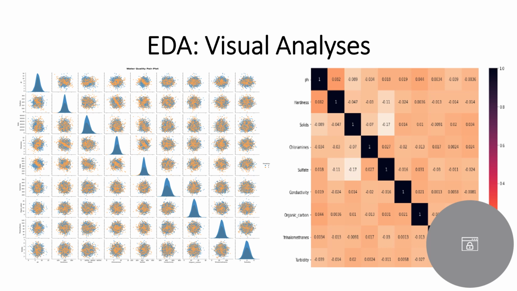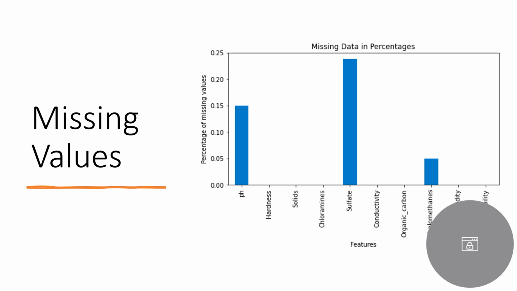And next, from these graphs we can see that the pairwise relationships between the predictor variables did not yield any obvious linear relationship. As such, we can rule out using a simple linear model for the classification. Next, looking at the percentages of missing data, the values for pH, sulfate, and trihalomethanes have more missing values, so we will be addressing them too.